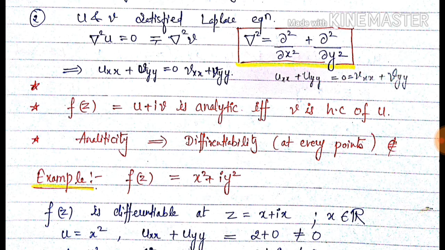Now the second starred note point is f(z) = u + iv is analytic if v is the harmonic conjugate of u. And the third one is that analyticity represents differentiability at every point.